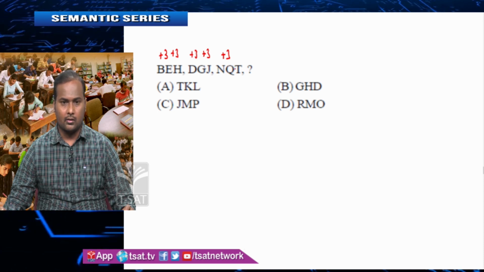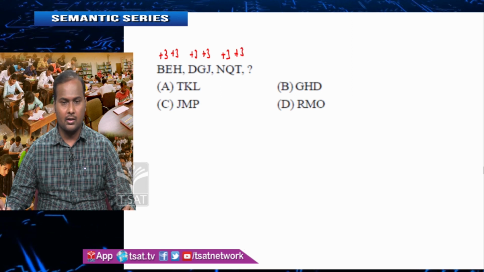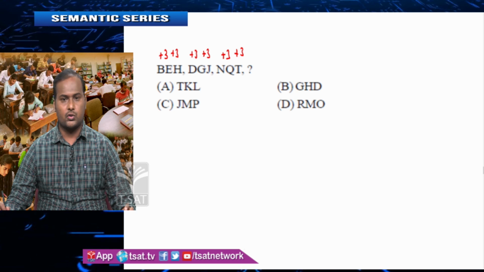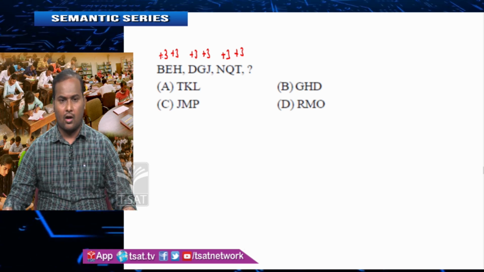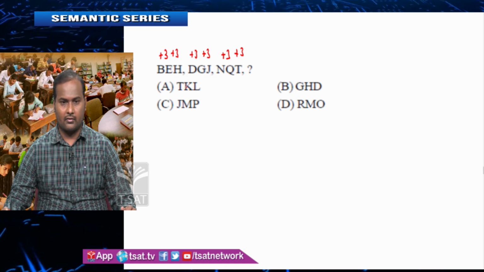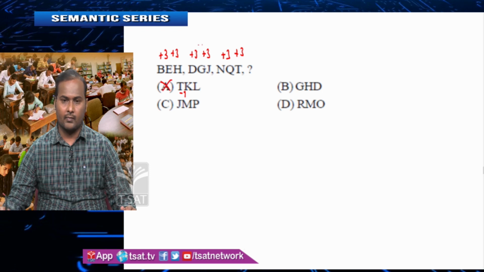And Q to T, Q is 17 and T is 20. Here also it is increasing by 3. So, now you need to check in the options which one is increasing by 3. Option A, if you see option A, T is 20, K is 11, it is decreasing by minus 9. So, option A is not the answer.